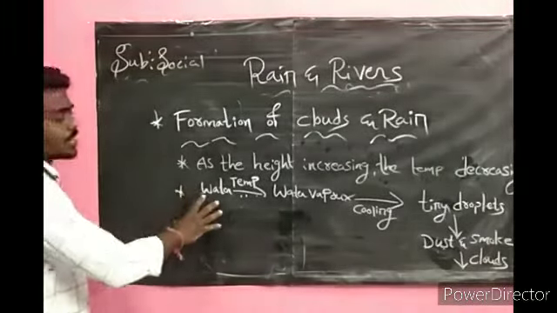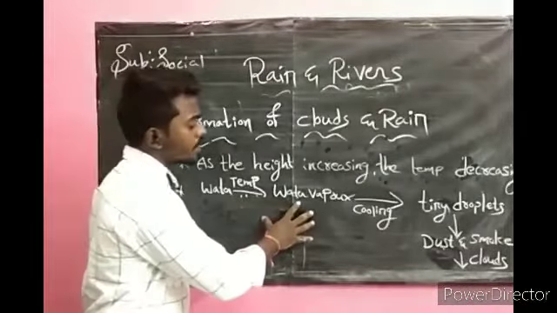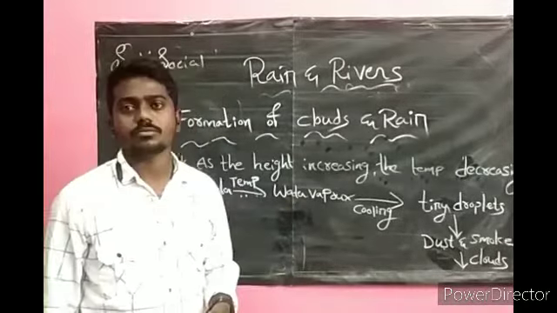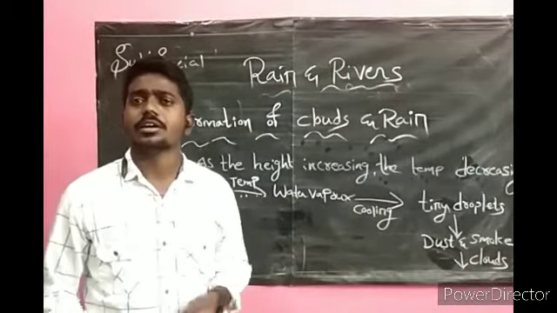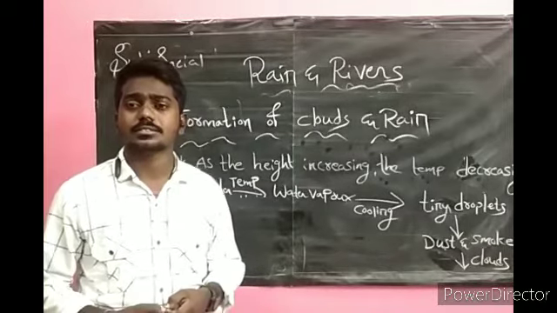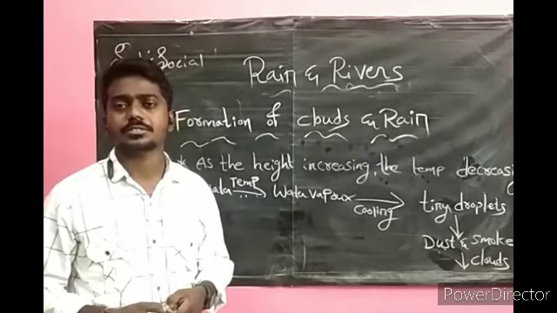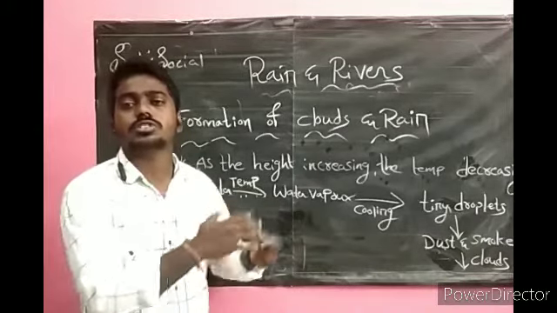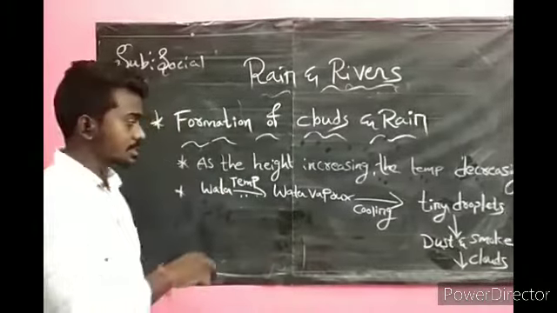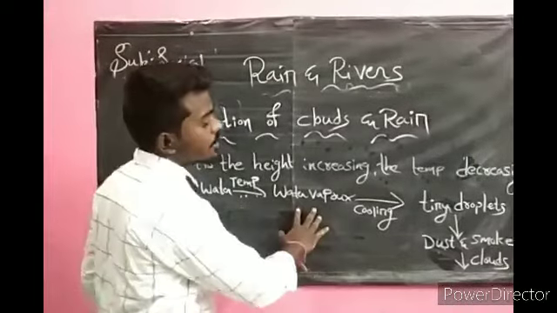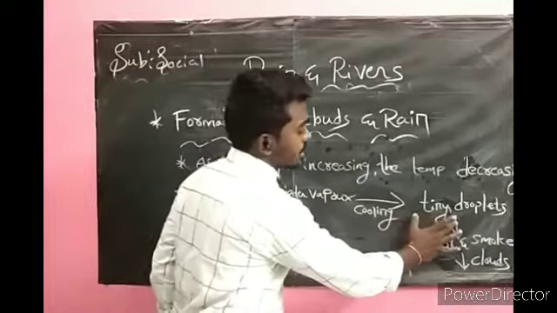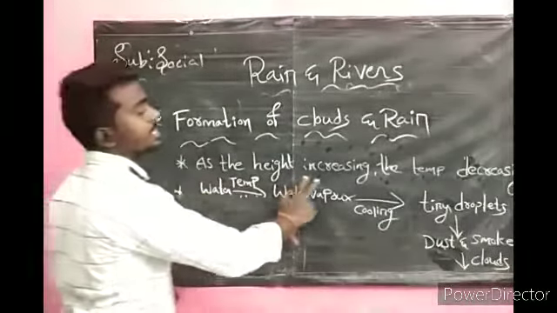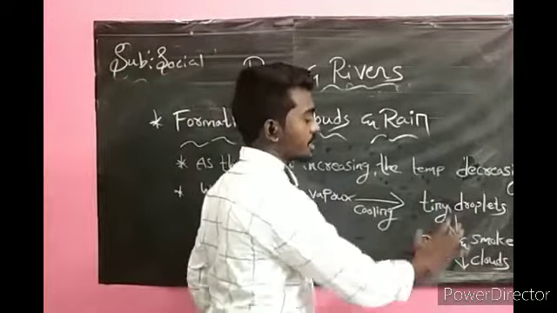First of all, water changes into water vapor with the help of temperature. I told already, water evaporates from rivers, lakes, ponds, oceans, wells. When we keep the wet cloth outside also, the water evaporates. Okay. Again the water vapor changes into tiny droplets by cooling. I told just now, as the height increasing, the temperature is decreasing.